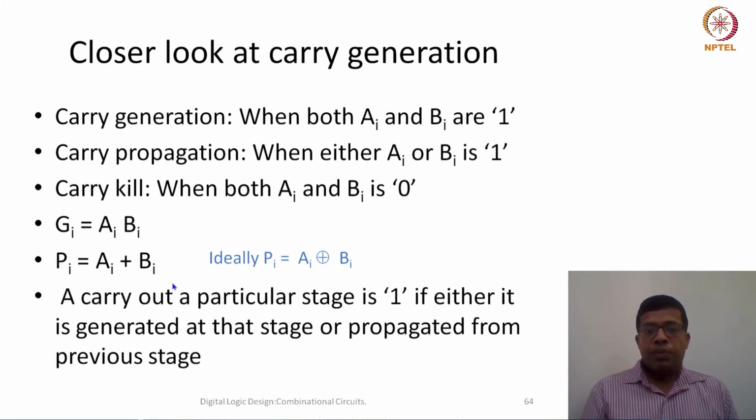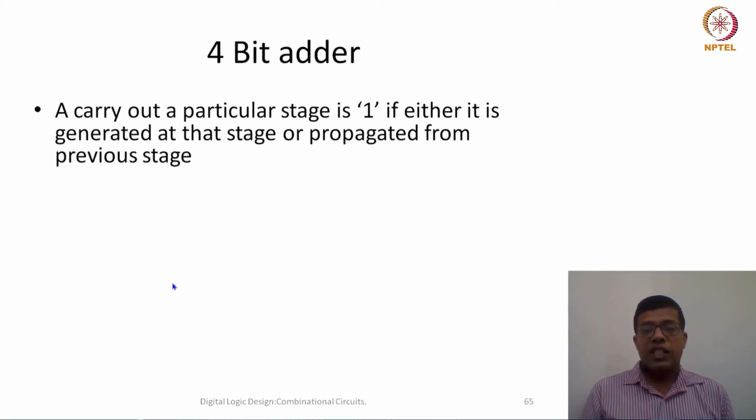Okay, so we can now say that carry out in a particular stage would be 1 if it is generated in this particular stage or it has been propagated from previous stages. So let us see if we can generalize it for a 4-bit adder. We have taken the definition here also. If C out of a particular stage is 1, either it is generated at this particular stage or propagated from the previous stage.